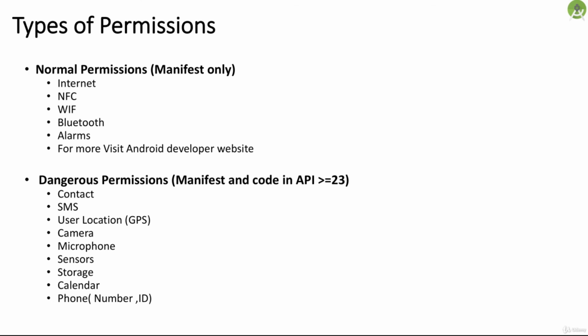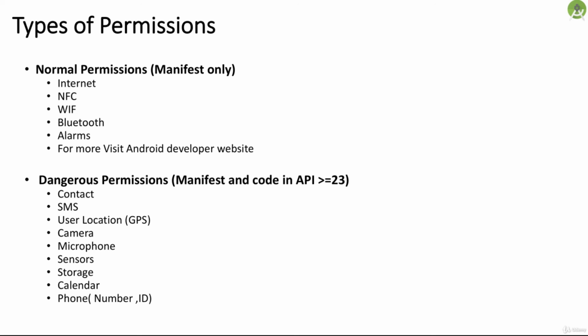And here is the set of dangerous permissions. For these, you have to define access in the manifest file, and also you have to define access to this permission in the code. If you do not define the permission in the code, you cannot access it in Android Marshmallow and after, I mean API 23 and after. Permissions like access to user contacts, SMS, location, camera, microphone, sensors, storage, calendar, and phone are dangerous permissions, so no developer can access them unless the user gives permission. I know it's a little bit confusing, but you will see it in code and understand everything in detail.